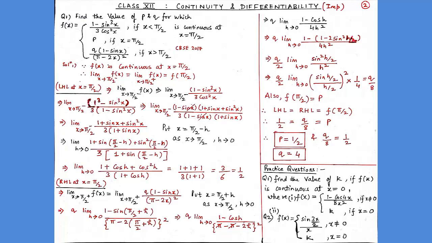And now we know that f of pi by 2 is equal to p. So from here, since the left hand limit is equal to the right hand limit and is equal to f of pi by 2. Therefore, student, while solving it, the left hand limit we get is 1 upon 2, which is equal to the right hand limit, which is q upon 8. And this is equal to the value of the function at pi by 2, which is p. So from here, student, on comparing, we get p is equal to 1 upon 2 and q upon 8 is equal to p, which is 1 upon 2. So from here, we get q is equal to 4. Therefore, student, p is equal to 1 by 2 and q is equal to 4.